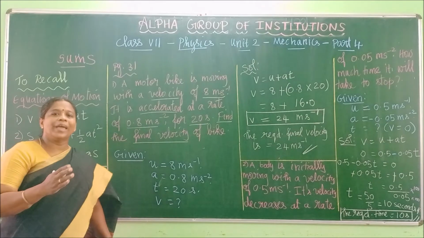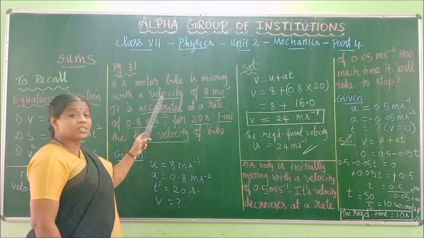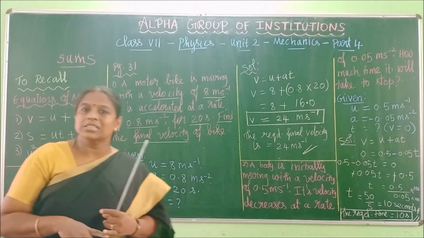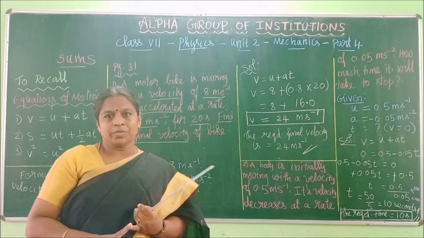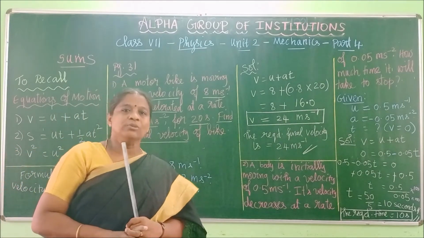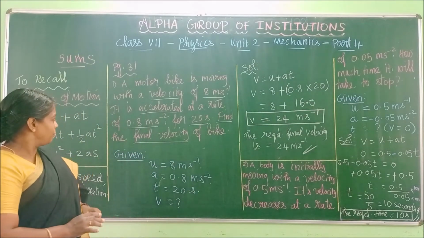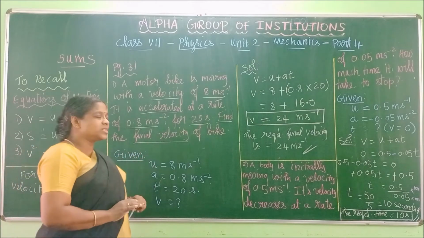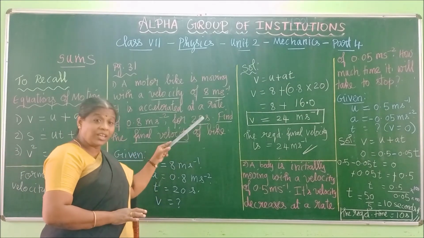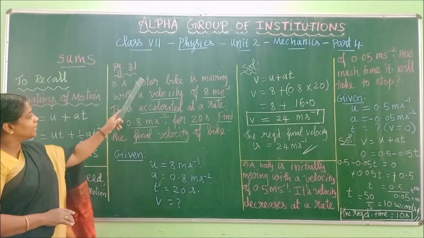So first we have to know the symbols for the quantities. For velocity, what is the symbol? There are two velocities, children. Initial velocity symbol is u, and final velocity symbol is v. Small u, small v. Then acceleration symbol is a. Time symbol is t and displacement symbol is s. Okay? Now write it as it is.